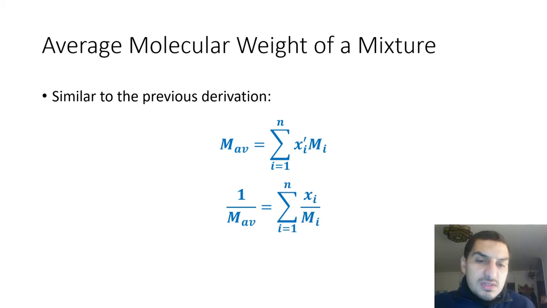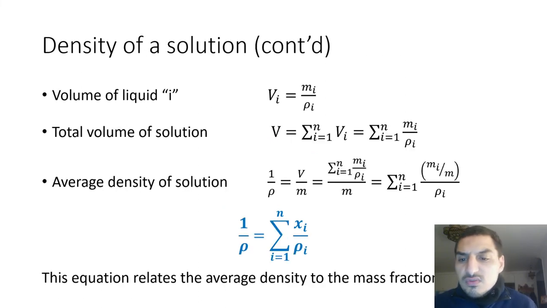So these equations are again used to calculate the density of a mixture based on the molecular weights of the species in this mixture and their mass fraction or volume fraction, and we can use the mole fraction as well. You can do it by yourself as well. So these are some useful equations that we can use in this case.